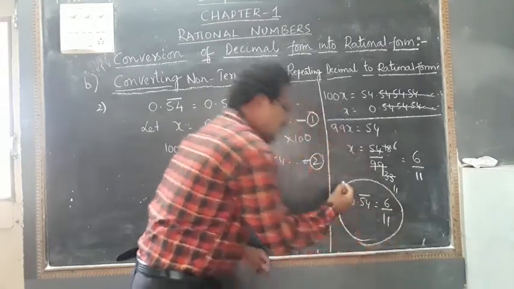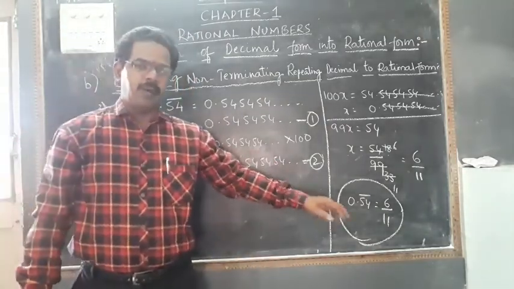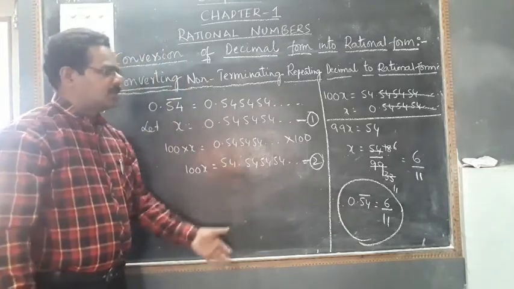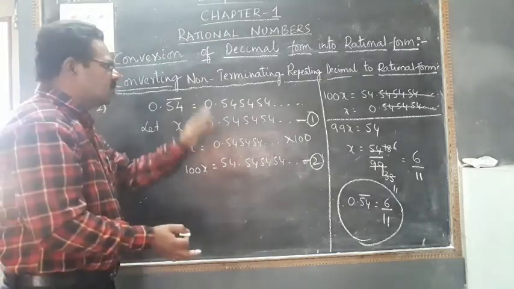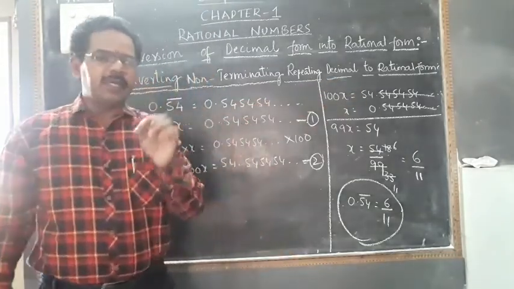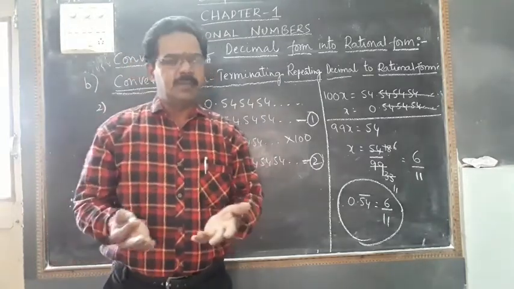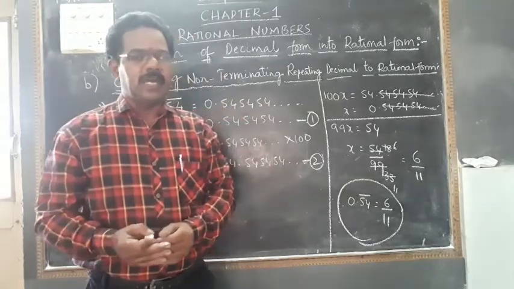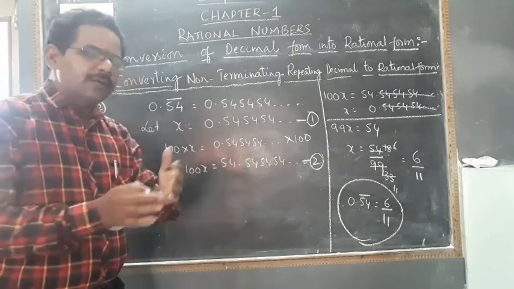That means the conversion of non-terminating repeating decimal into p by q form, rational form. Okay. So like this we can do all the sums, whatever they have given, to convert them into rational form with the help of these non-terminating repeating decimals. Terminating decimals means no problem. Directly you can multiply and divide with the same number. If one digit is repeating, you can multiply and divide with 10. Two digits are repeating, you can multiply and divide with 100. Like that you can do easily.